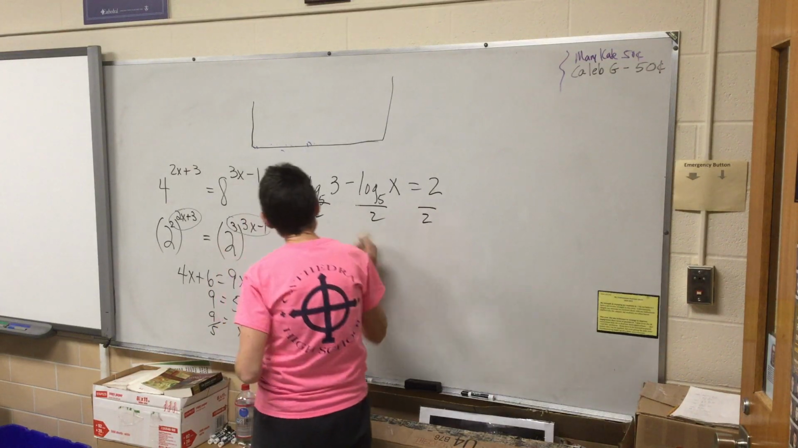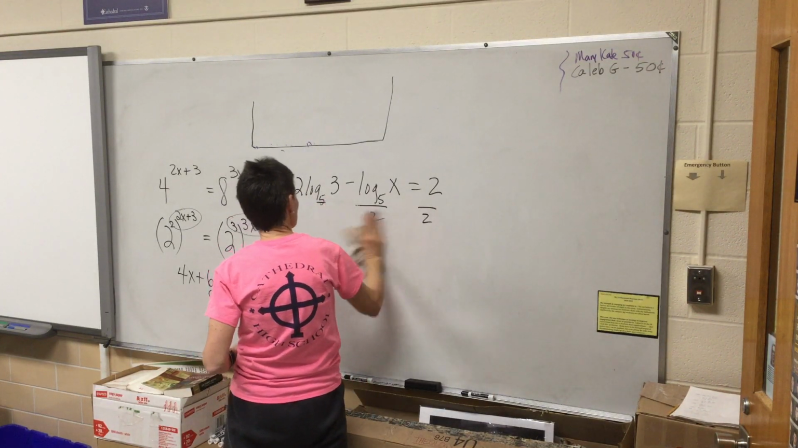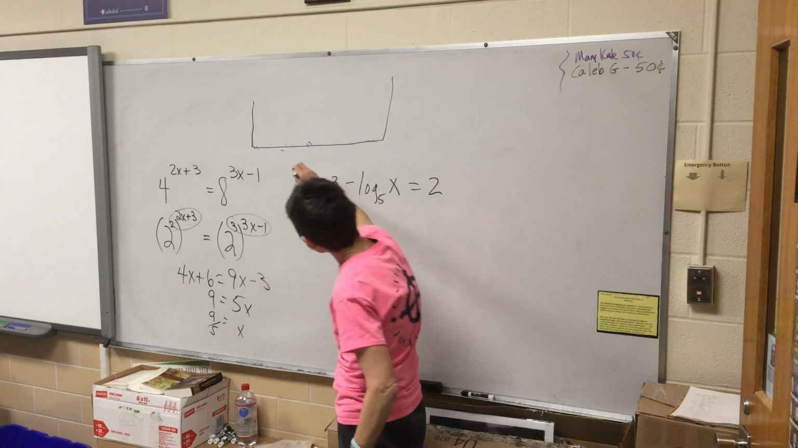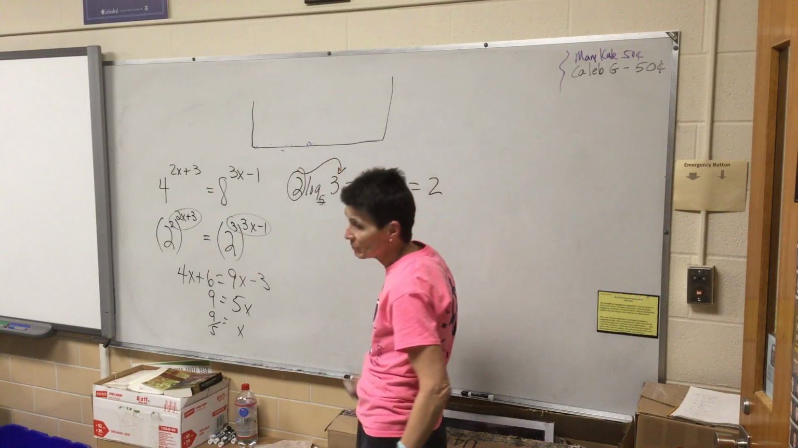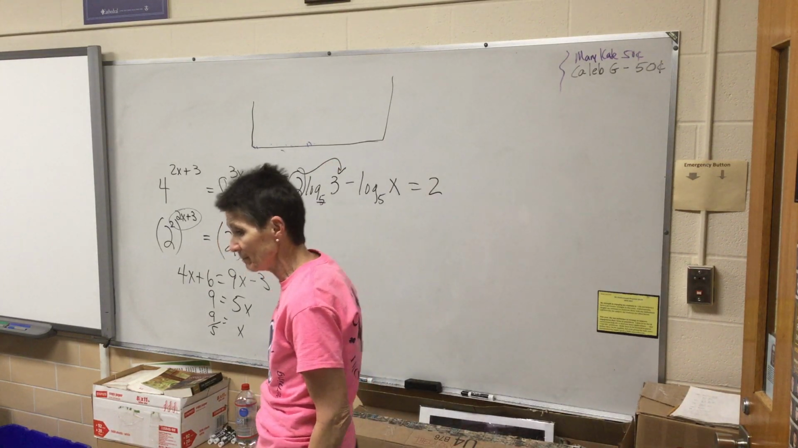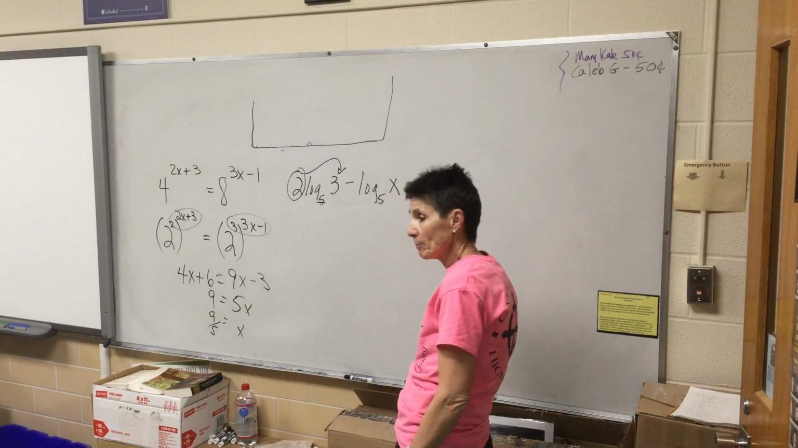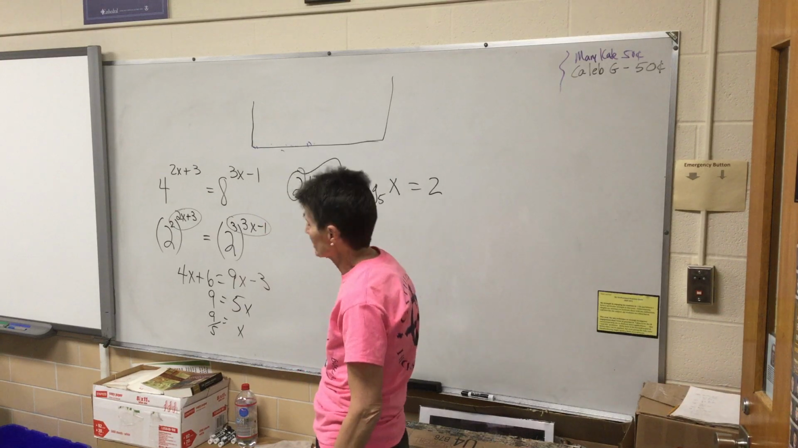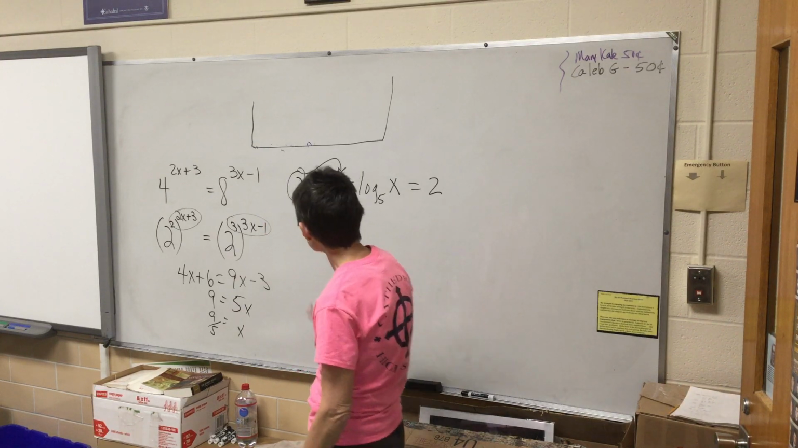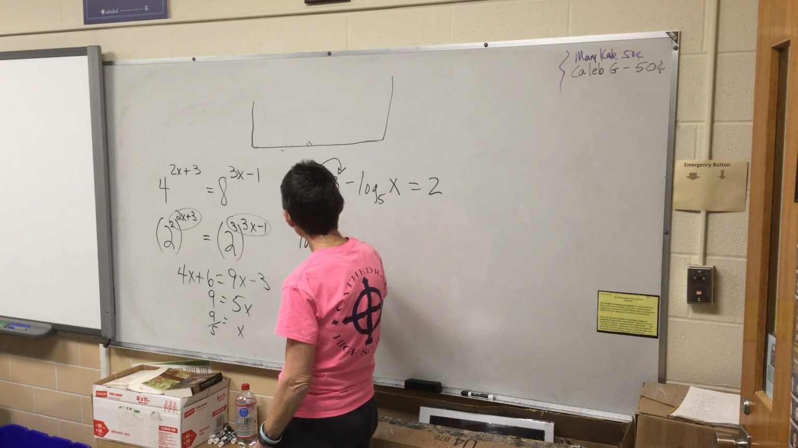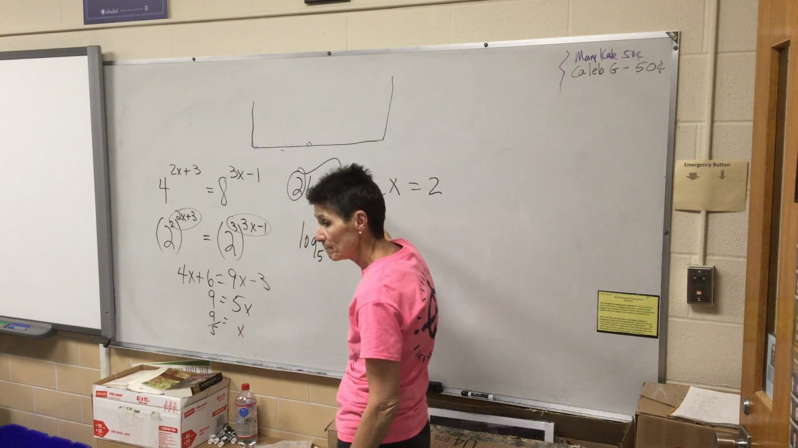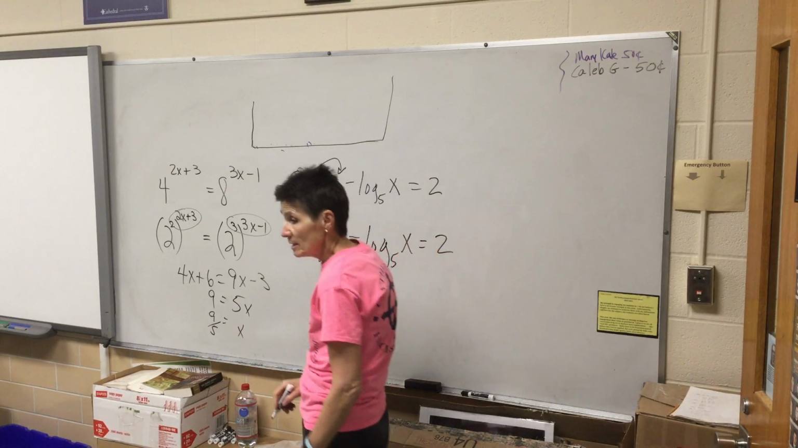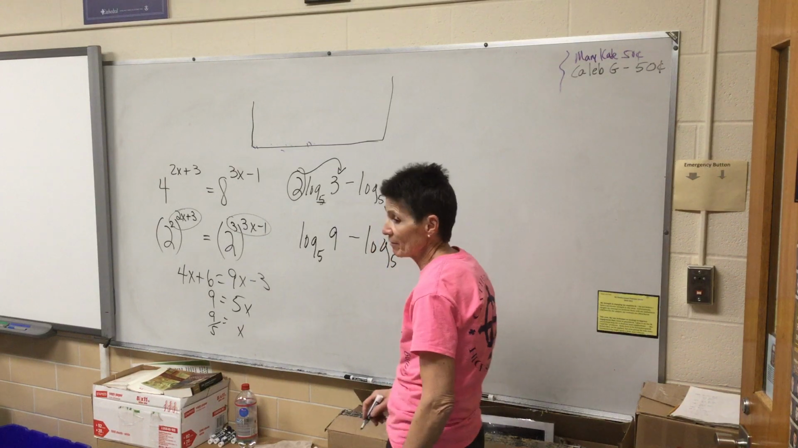So instead, we have to remember that a number in front of a logarithm can be rewritten as an exponent. One of your properties of logarithms says that a number in front of a logarithm can be thought of as an exponent. So this is the log base 5 of 9, 3 squared, minus the log base 5 of x.